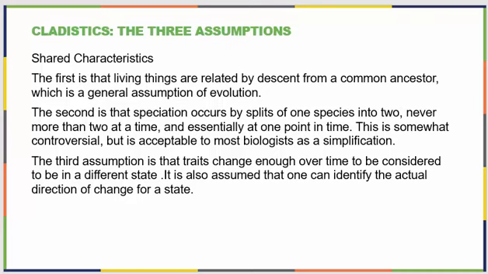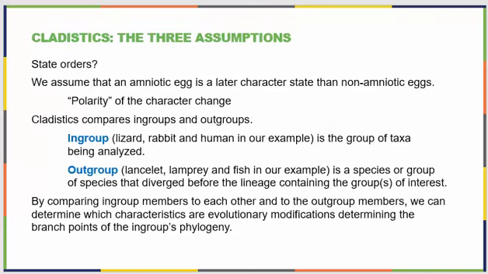So what do I mean by considered a different state? That means that you can place the states in order from simplistic to more evolved or more advanced. So the assumption was that an amniotic egg developed later as a different character state than a non-amniotic egg. So it's the assumption that having an amnion makes a difference and separates your group out from others.